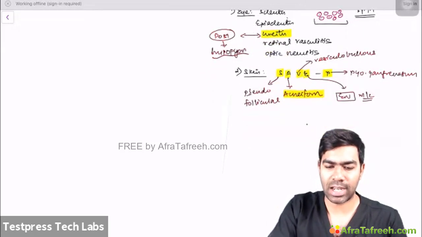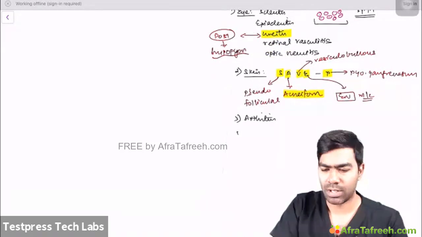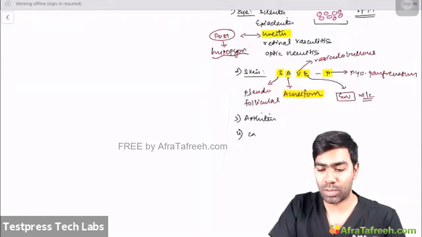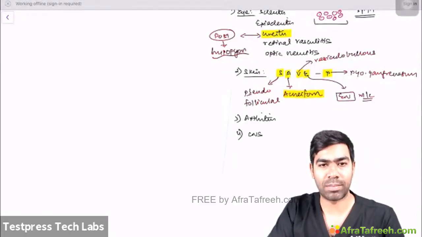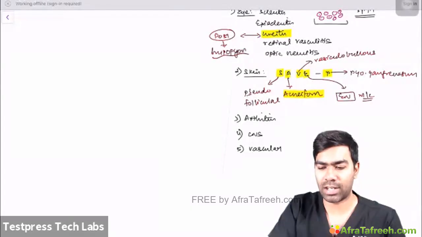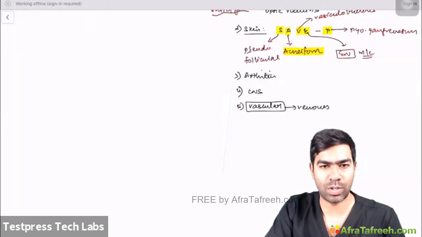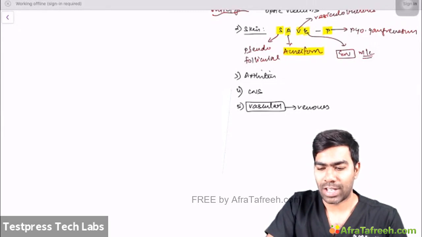Apart from that, they can develop a variety of other problems. Neuralgia and arthritis, they can develop. Number 4, CNS involvement, neurological involvement can happen in certain patients. And finally, the vascular involvement is again very characteristic. Especially the vascular, venous involvement is very characteristic. In exam, this will be the usual question.